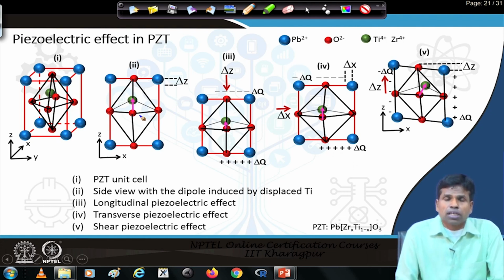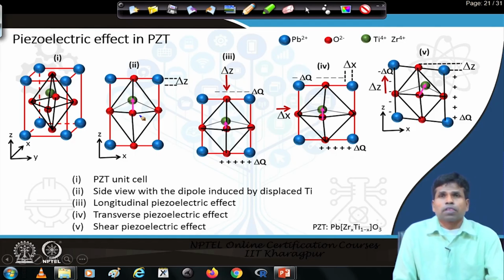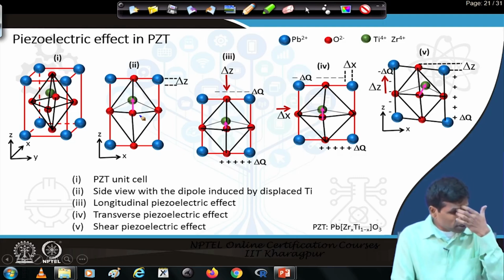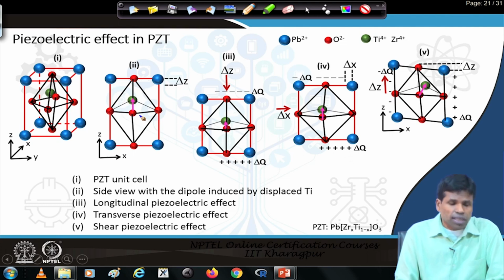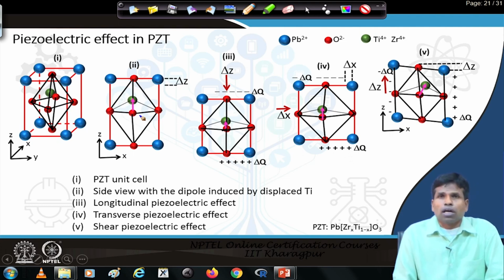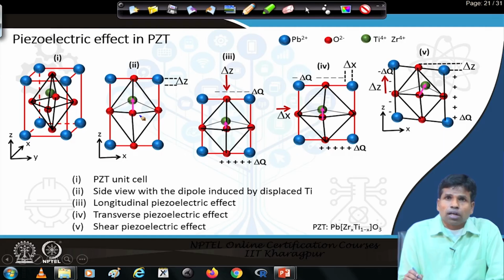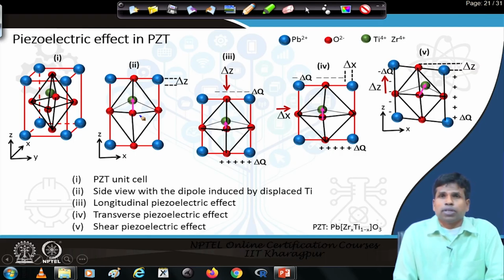As I was saying, these piezoelectric effects are seen in a crystal which is non-centrosymmetric. What we mean by non-centrosymmetric is that the crystal does not have an inversion center, and therefore it should produce a net electric dipole moment.